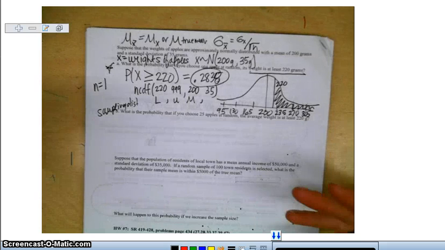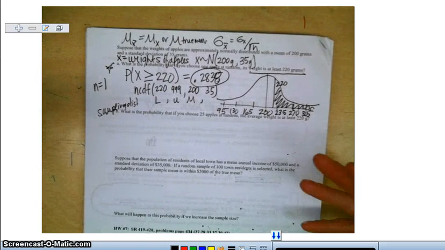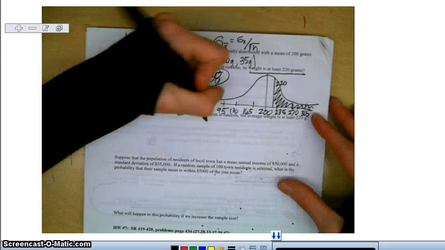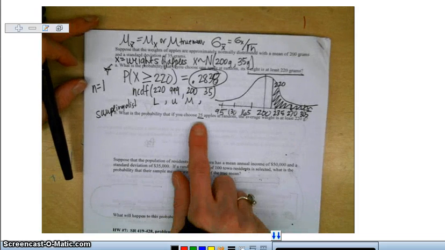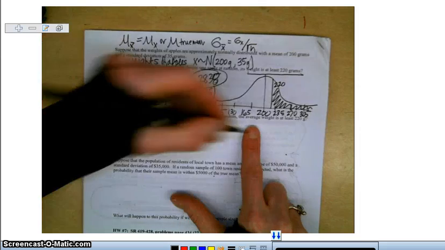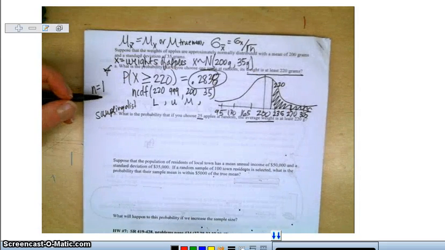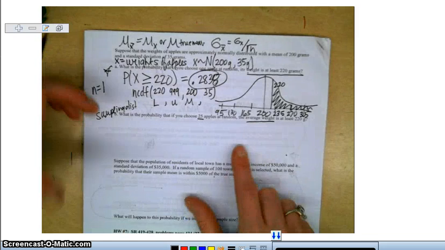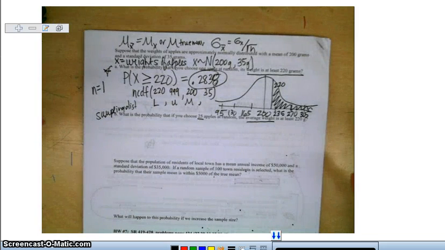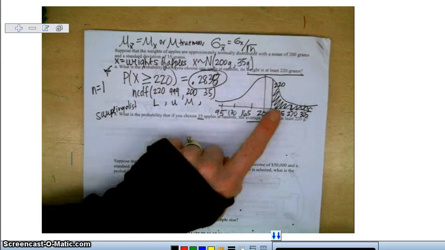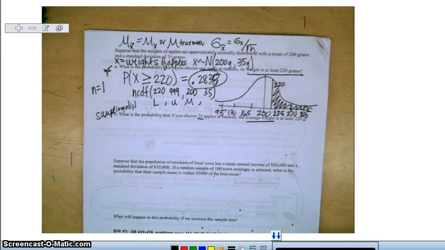Now the new sampling distribution: instead of picking one apple, we're picking 25 apples. And what are we going to do with the weights of those 25 apples? We're going to find their average weight. So this is the sampling. We've taken a sample of 25 apples and we found their average weight. Do you suppose the average weight of 25 apples has as much of a chance as one apple to be over 220 grams? You think it has a bigger chance if you take 25 apples' weights and average them?